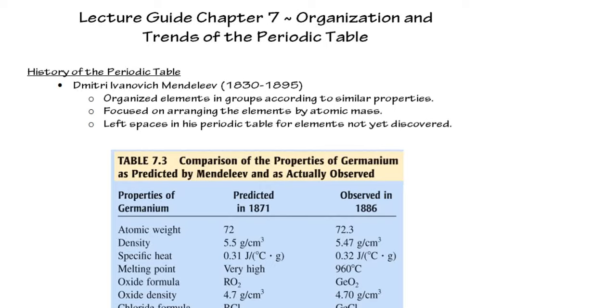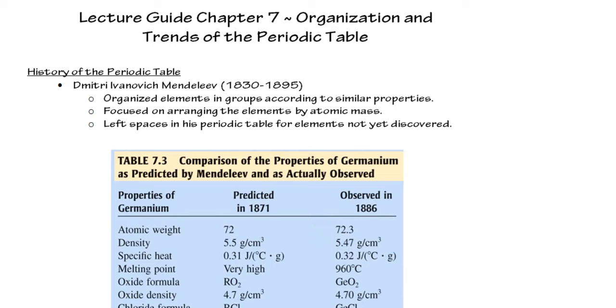In looking at periodic trends, I'm hoping that a lot of this is familiar to you from last year. We're not going to spend a lot of time on some of this early history of the periodic table. I would know and be familiar with Dmitri Mendeleev, the father of the periodic table, was the first one to really start organizing the elements based on groups that had similar properties.